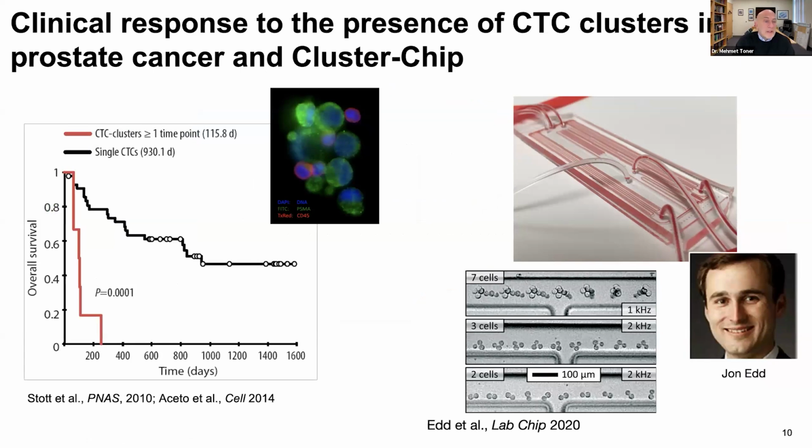Another application is clusters. In our quest to find circulating tumor cells, we have also found that there are some clusters, and not only that, clinically, if any patient has clusters, their prognosis is terrible. And this has been reproduced by many other studies now, and these clusters can be pretty large.